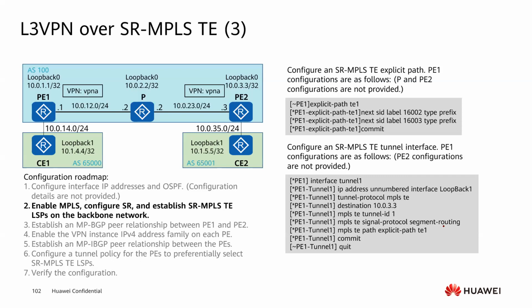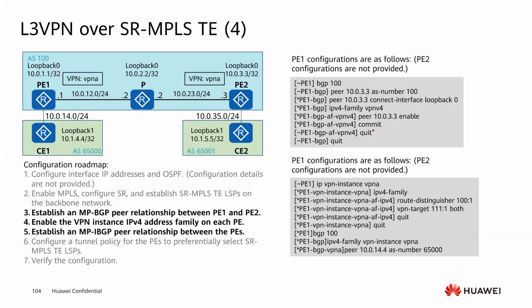Then for PE, we can set the explicit path, right? 2, 3, which means I'm going to P first, then going to PE2. Then we establish a tunnel, create a tunnel, setting a tunnel ID, signaling. The important thing here is setting the path, explicit path T1. Okay, then we send.